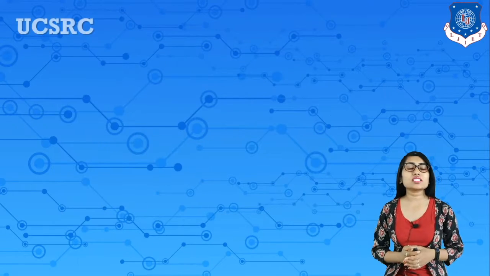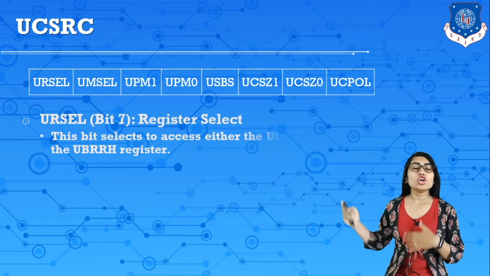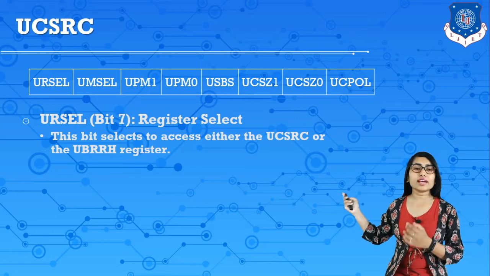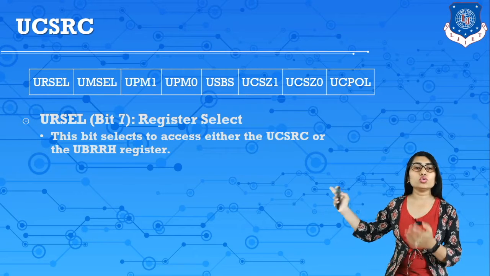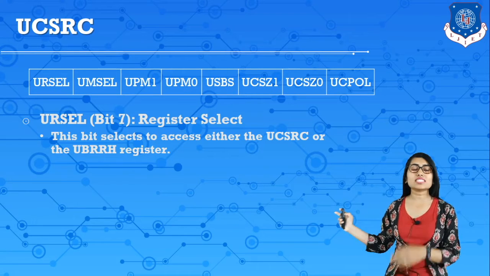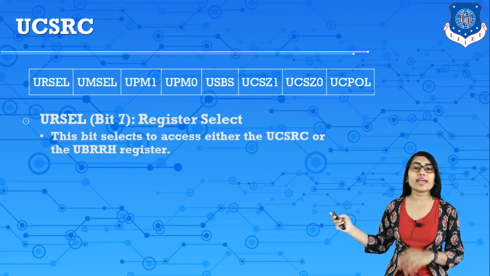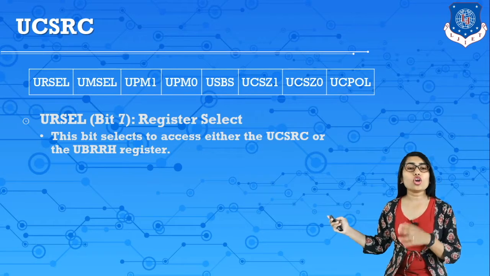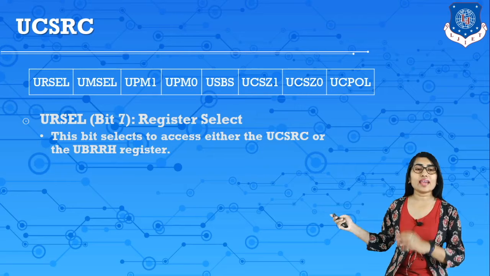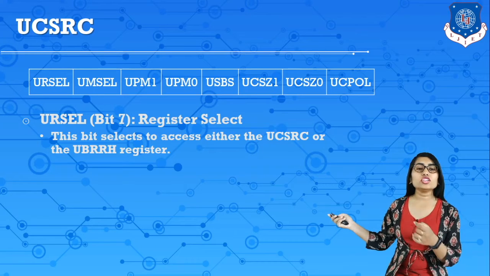Now let's discuss UCSRC. So here we have the UCSRC. Here we have URSEL first, that is register select. This bit selects to access either the UCSRC or the UBRRH register in the USART.